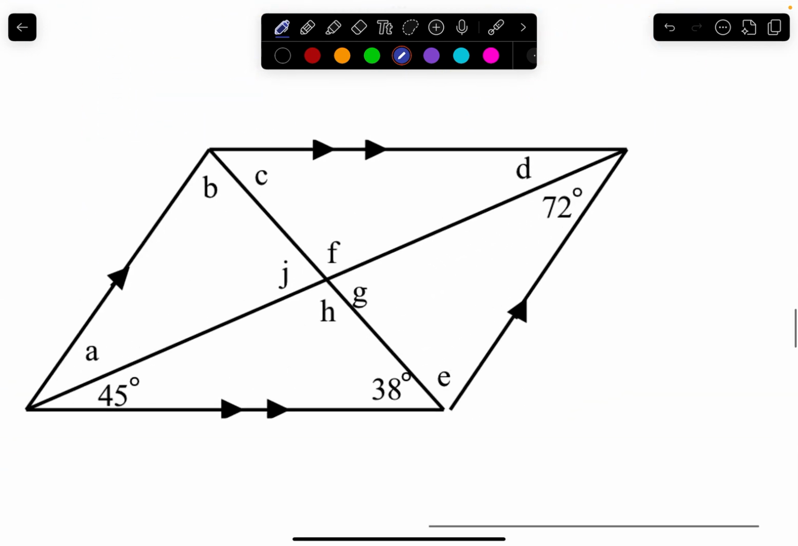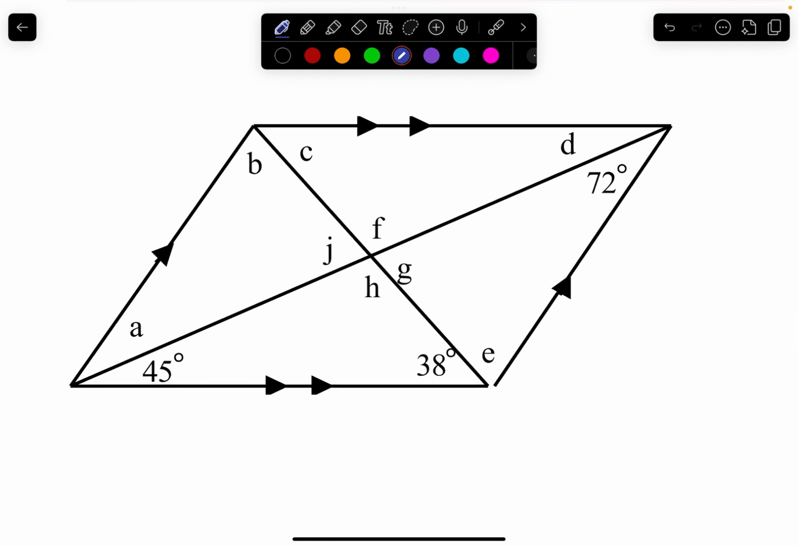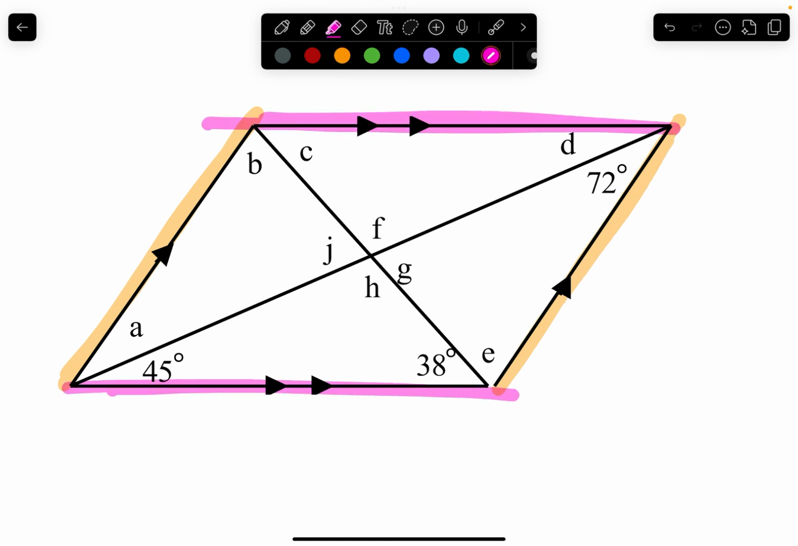If you look at this picture, this is a parallelogram, and we know it's a parallelogram mainly because we have two sets of parallel sides. That side is parallel, and these sides are parallel. And we know they're parallel because they have arrows on them. Anytime you see an arrow on a line like this, that means that you have parallel lines, okay?